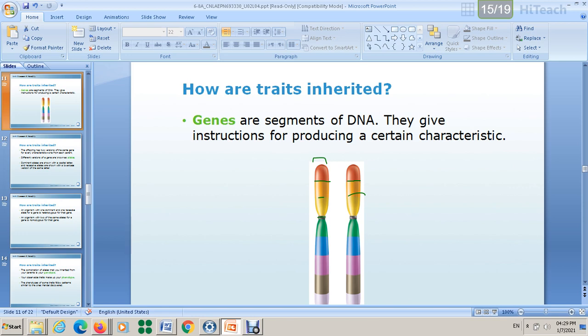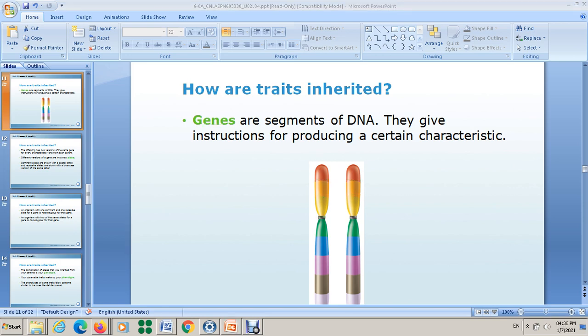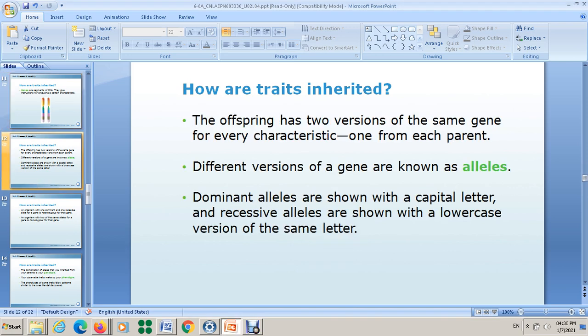They give instructions for producing a certain characteristic. Is it clear now what is the meaning of the gene? Okay, let's continue. This is the gene that you understand now, the meaning of the gene.